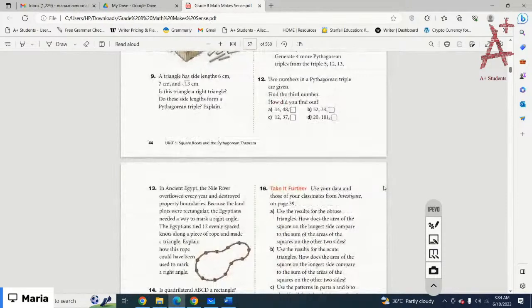Okay, let's look at question number 12. Two numbers in a Pythagorean triple are given. Find the third one. You are given 14 and 48. You have to calculate the third number. Got it? You have to use the Pythagorean theorem and calculate the third side. Got it?